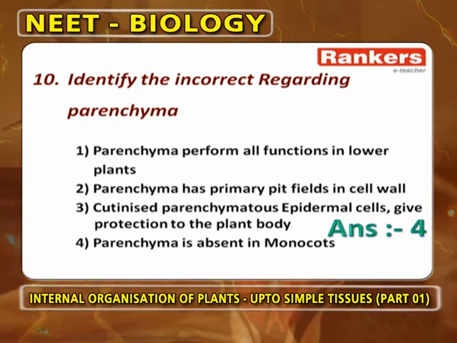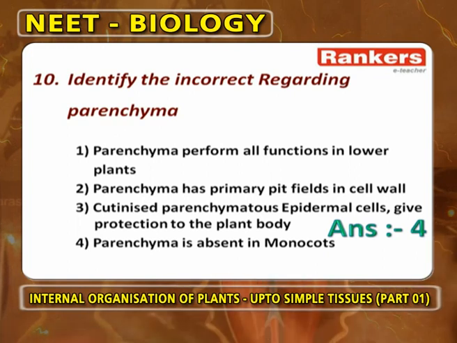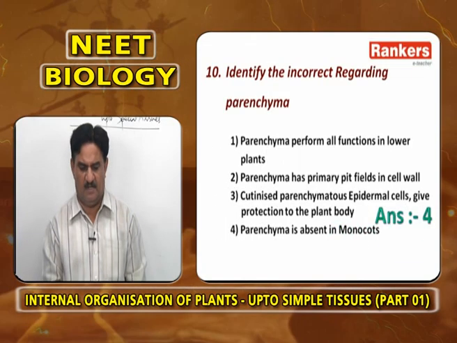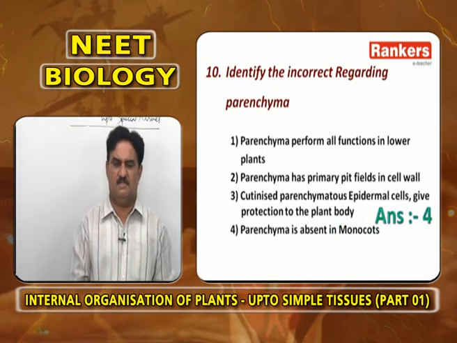Cutinized parenchymatous epidermal cells give protection to the plant body. Cutinized parenchymatous epidermal cell means an epidermal cell surrounded by cuticle. So this definitely gives protection to the plant body. It is also correct. Parenchyma is absent in monocots is wrong.